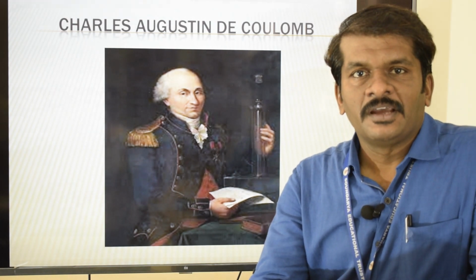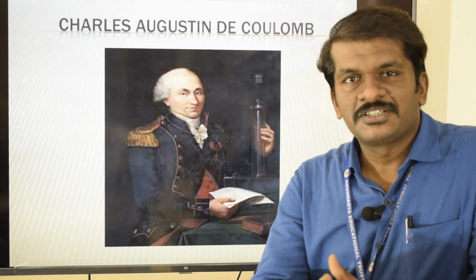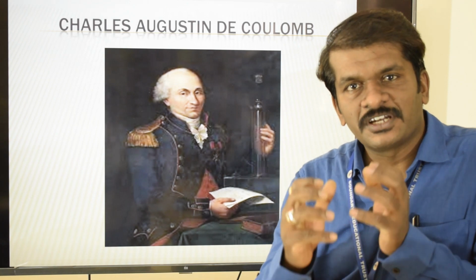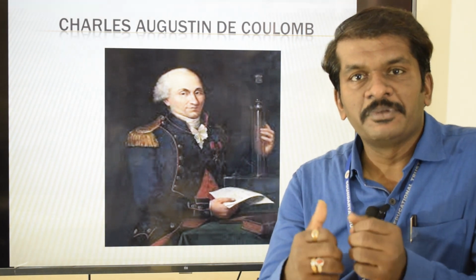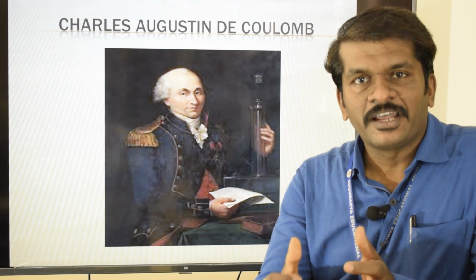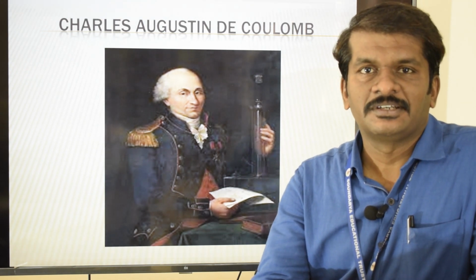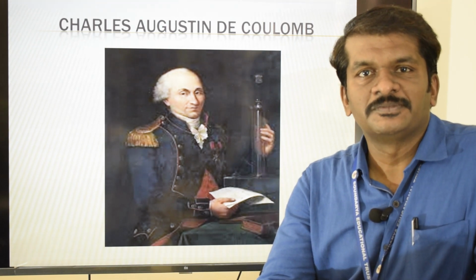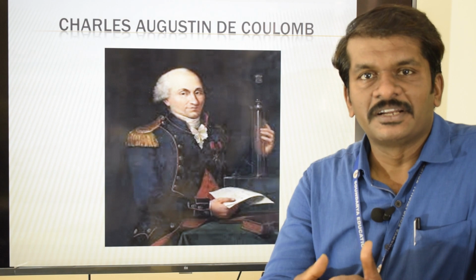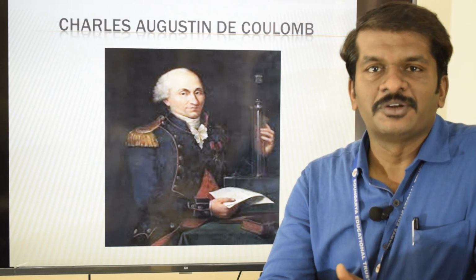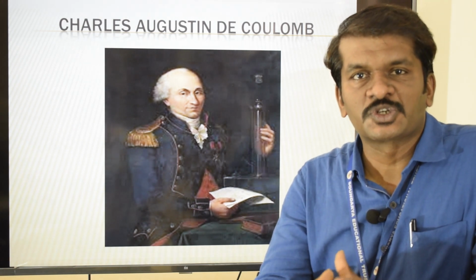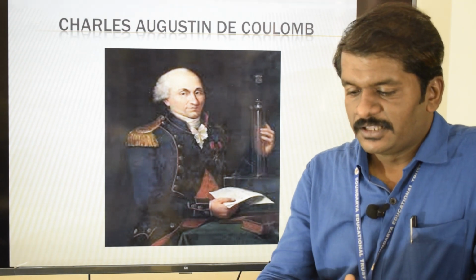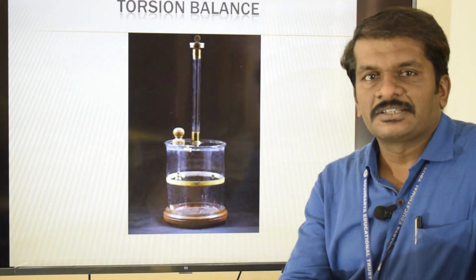According to Professor Dufay, like charges repel each other and unlike charges attract each other. The force of attraction or repulsion can be measured by an instrument called a torsion balance. A French physicist named Charles Augustin de Coulomb, after retiring from his military service, went into the research field and designed an instrument used to measure the force between the charges. That instrument is called the torsion balance.